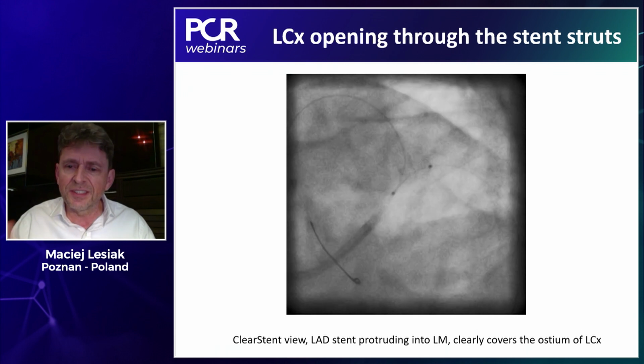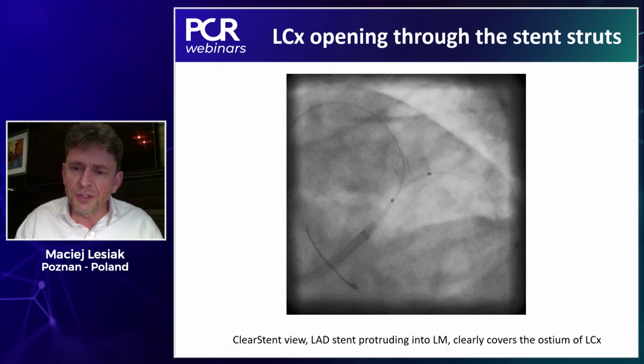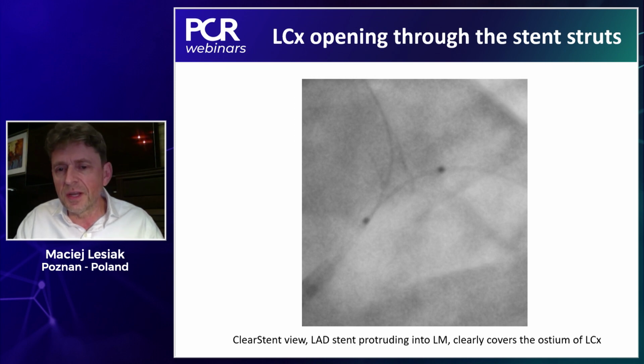The second point is, even in this image now, you will see that the LAD stent is protruding just 1 or 2 millimeters into the ostium of the left main. So you are never sure, even if you want to be very precise with your stent positioning, that you will really hit the point at the very ostium of the LAD. One of the reasons is just the movement of the heart, which sometimes moves your stent a few millimeters. So you clearly see that the stent is protruding into the left main.